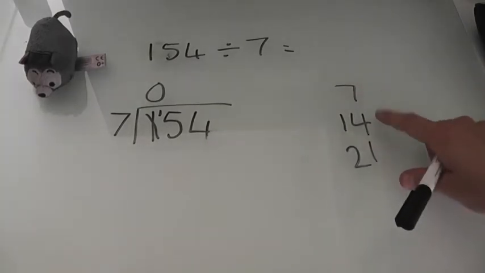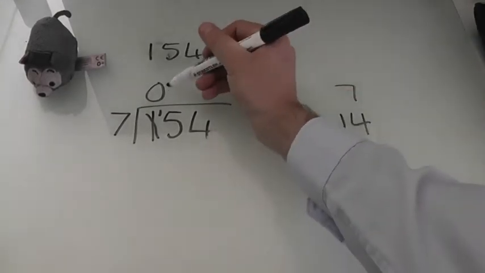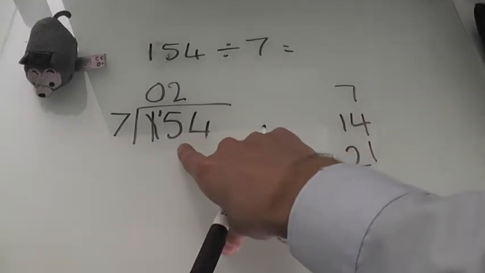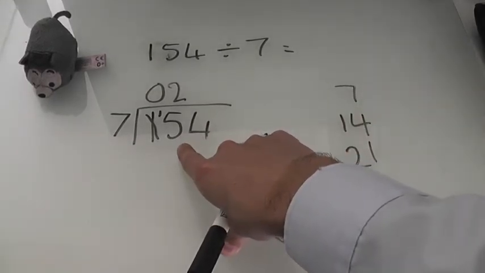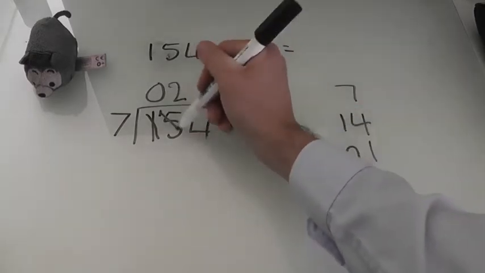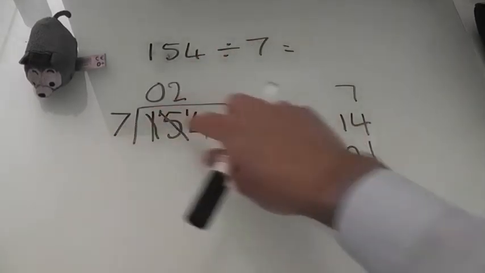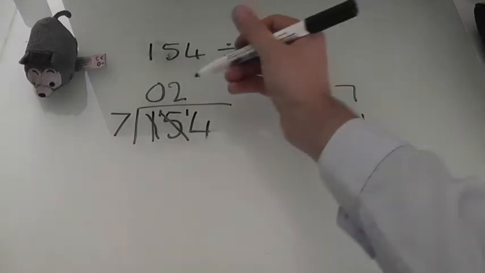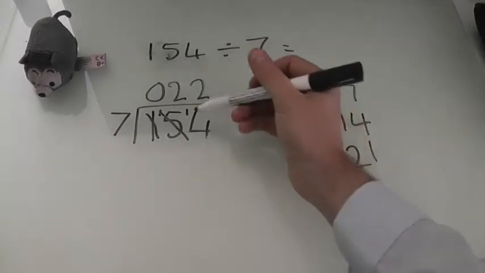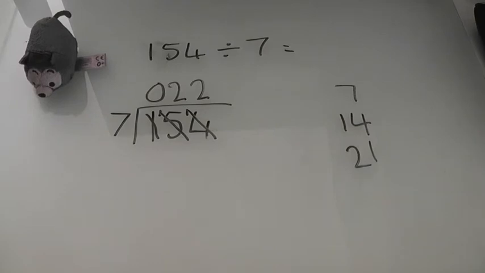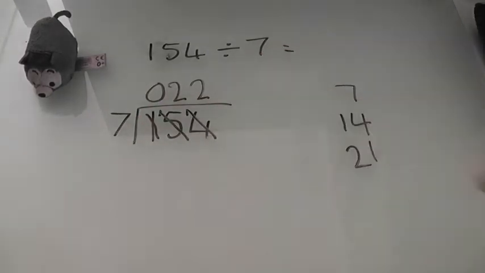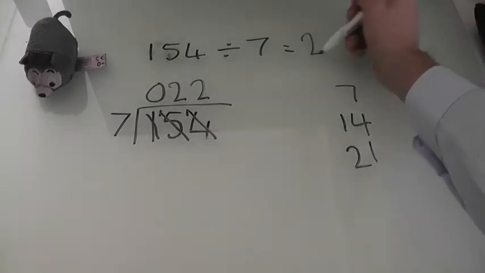So we go 1, 2. We put a 2 there. 14, we were trying to get to 15, so how many is left over? We've got 1 left over. And now we do how many 7s go into 14? 1, 2. Put our 2 up there. Have we got any left over? No, because 7 can go into 14 twice without any remainders. And there's your answer, 22.